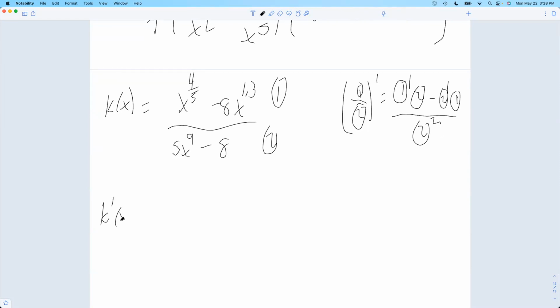And K prime will be derivative of the top. So this guy here, that's a power rule. I'm going to get 4/5 times X to the, what's 4/5 minus 1? So we'll do a little side work over here. 4/5 minus 1 would be 4/5 minus 5/5. That's negative 1/5.